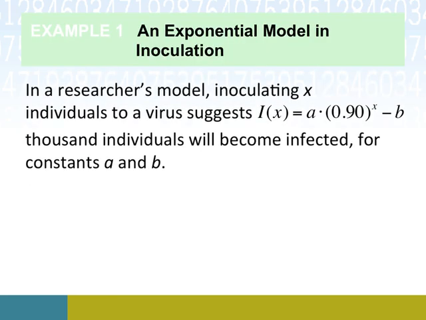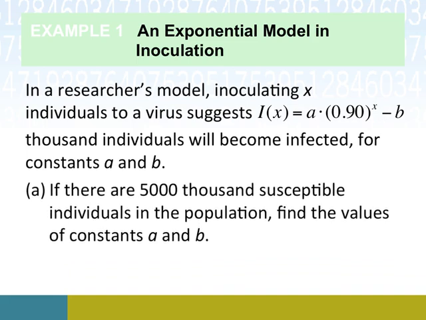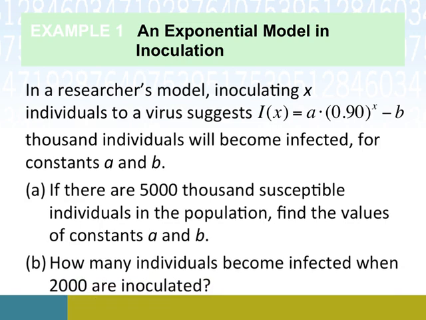Okay, so one researcher's model suggests that inoculating x people against a virus follows this model: I of x equals a constant times 0.90 to the x, minus some other constant. This is in thousands of individuals, and that's how many people will get infected if we inoculate x people. If there are 5,000 susceptible people, we're supposed to figure out what constants A and B might be.